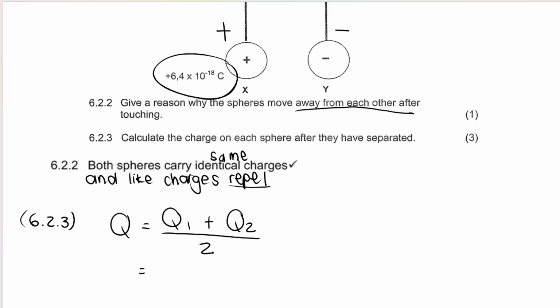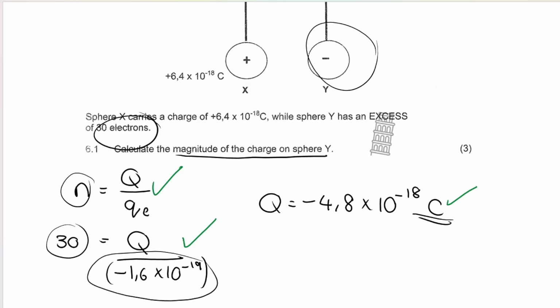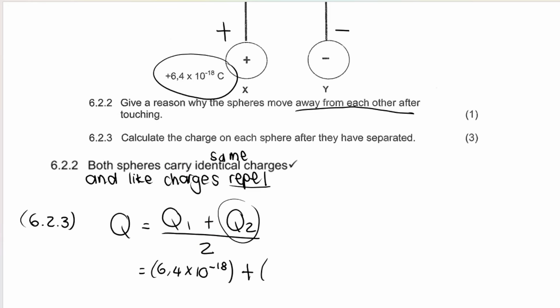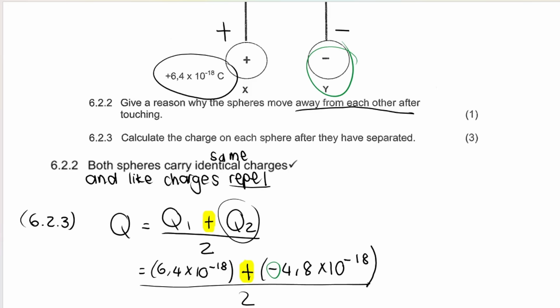So Q1, there's the charge, 6.4 times 10 to the negative 18 plus Q2, we just calculated that in a previous question. We got it over there. Negative 4.8 times 10 to the negative 18. You do have to put the plus and the plus or minus signs in here. Note how the formula says plus, that's where the plus comes from. And the minus is because sphere Y has a negative charge. You must substitute that in there. We divide it by 2.